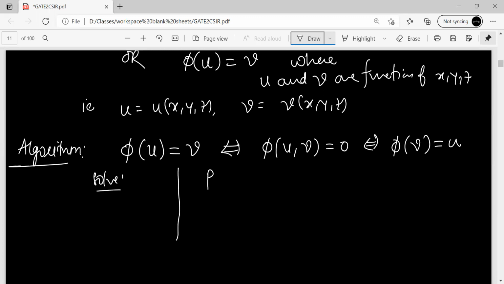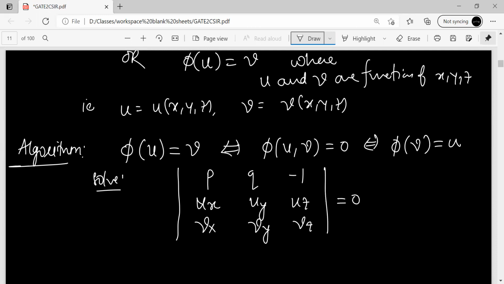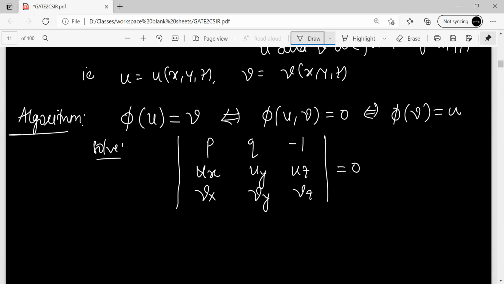Solve this determinant. p, q, minus 1, and here you take Ux, Uy, Uz, and here you do this Vx, Vy, and Vz equal to 0. To solve this determinant, you will get your PDE without doing anything.